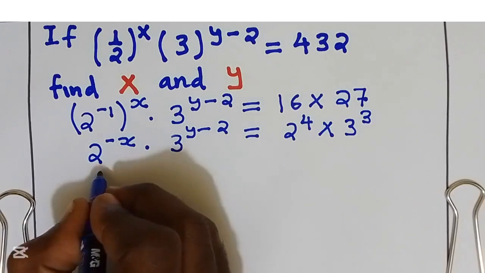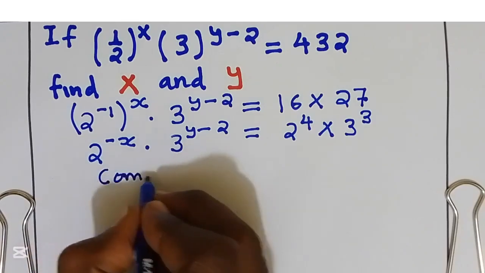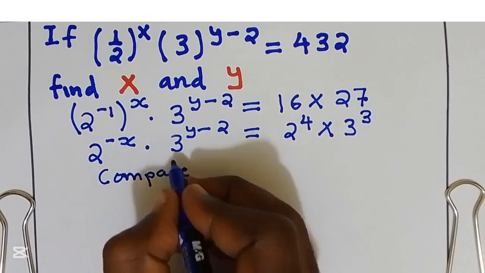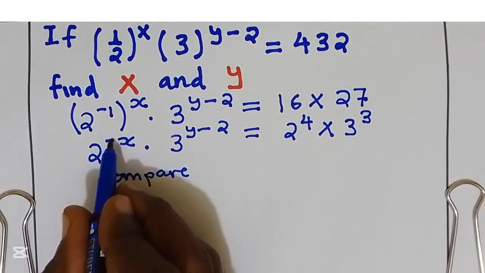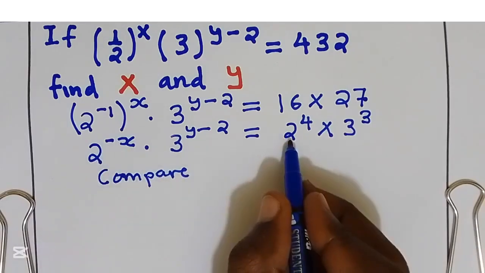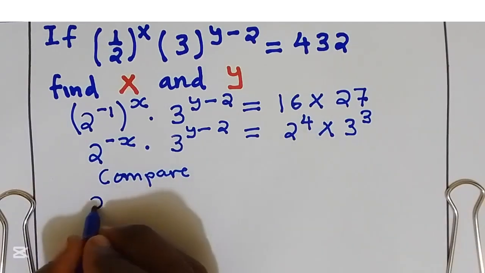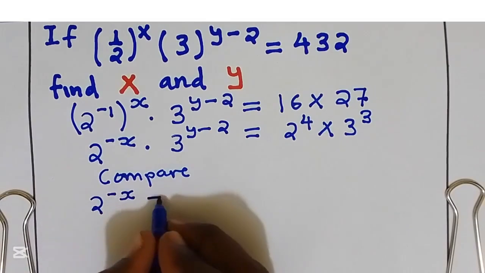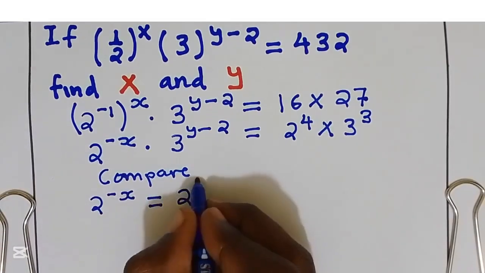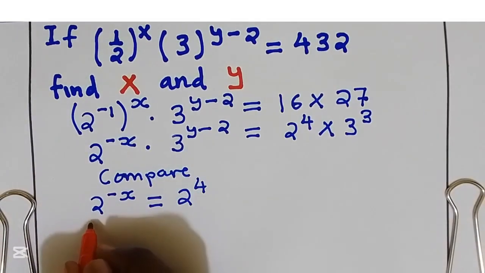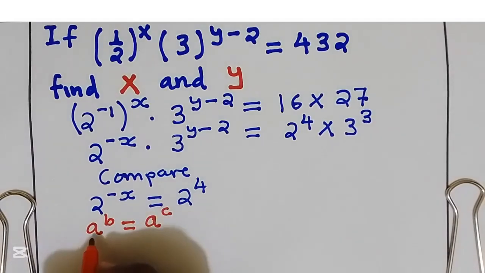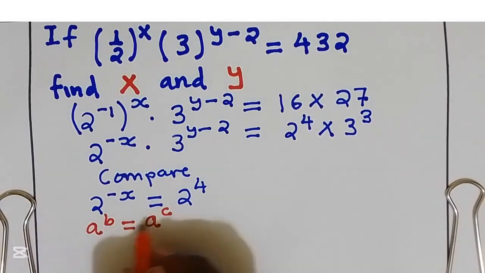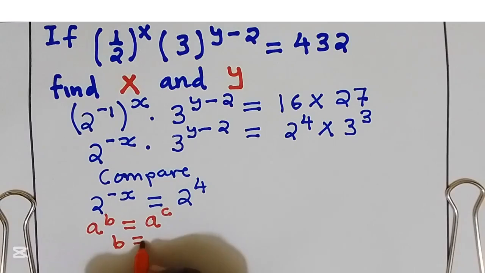Here we can compare the left hand side and the right hand side. 2 power minus x, I'm going to compare with 2 power 4. 2 power minus x is equal to 2 power 4. This is the rule: if I have a power b is equal to a power c, with the same base, the exponents are equal, that means b is equal to c.